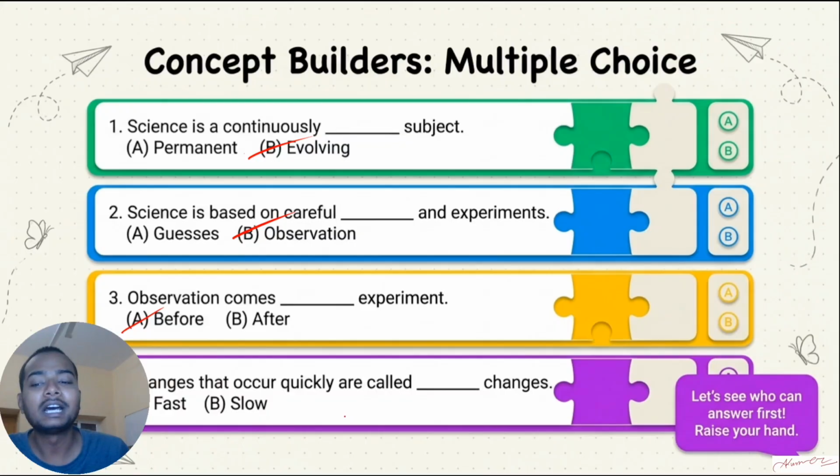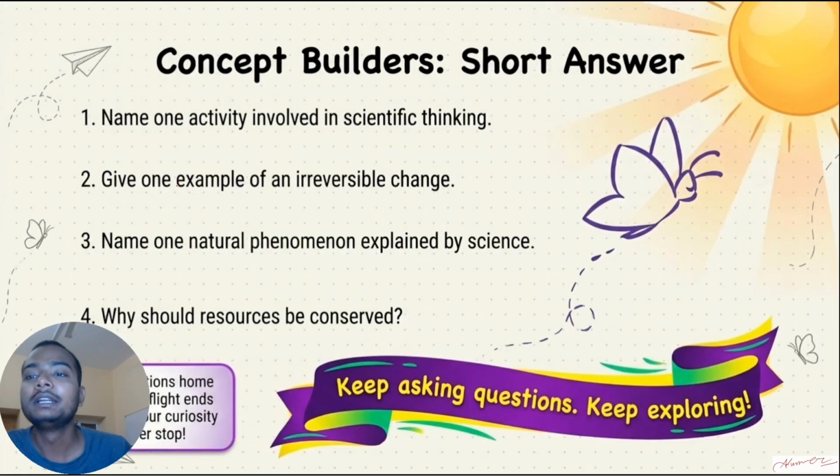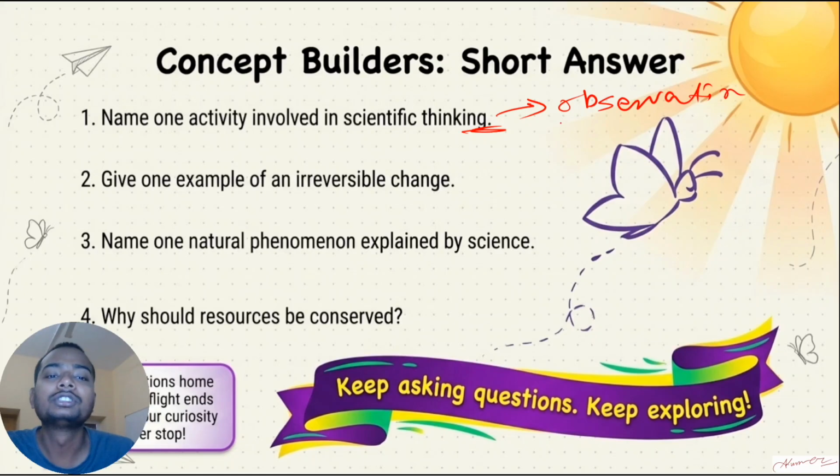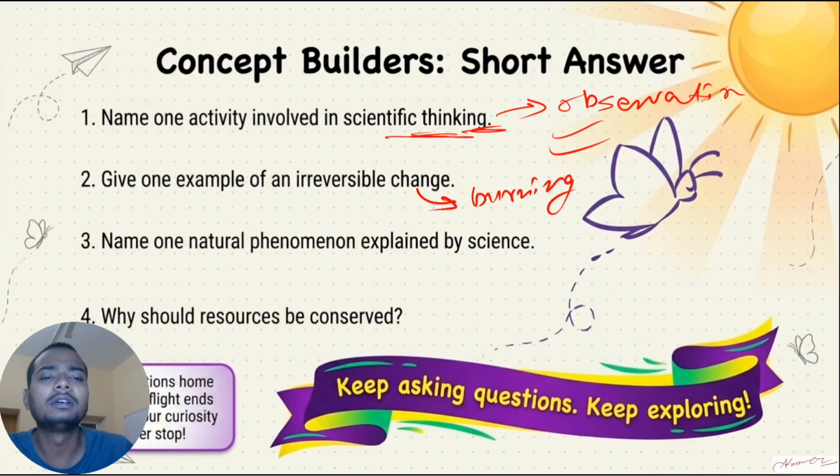Changes that occur quickly are called, quickly means fast, easy, clear. Next one, name one activity involved in scientific thinking. There can be a lot of activities like observation. Similarly, questioning, experimentation. Those are all activities involved in scientific thinking. Give an example of an irreversible change. Irreversible change means, for example, burning of paper. I'm giving the normal examples. Burning of paper could be one example.